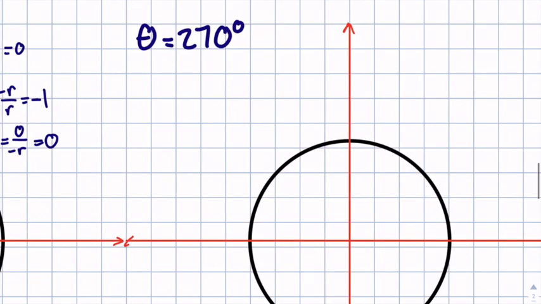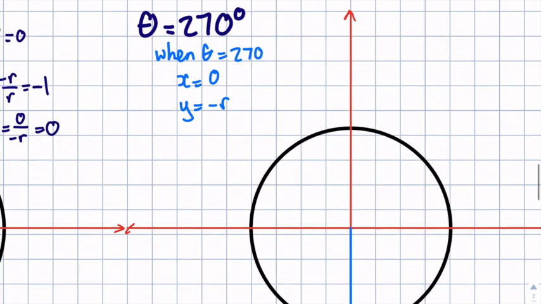270, so 270 is when we just go straight down. So when theta equals 270, x equals, well, we're nothing across, so it's 0. y equals minus r, we've gone down r, and r is still r.